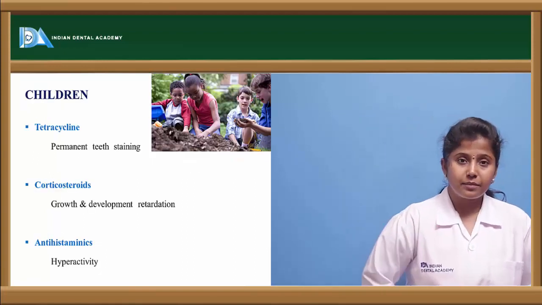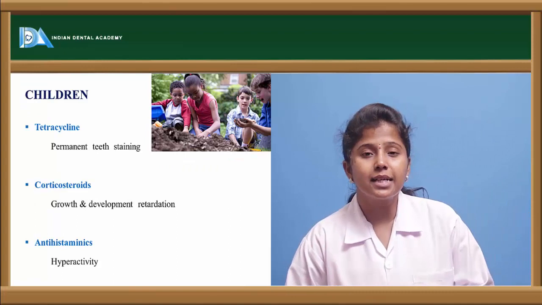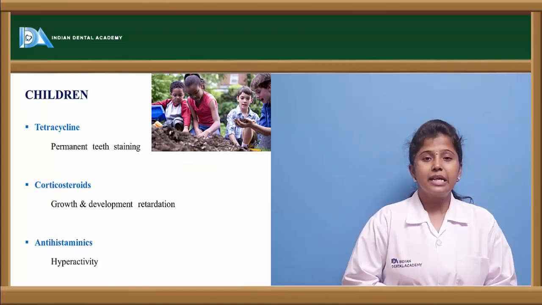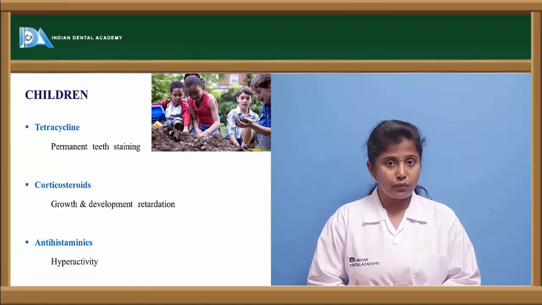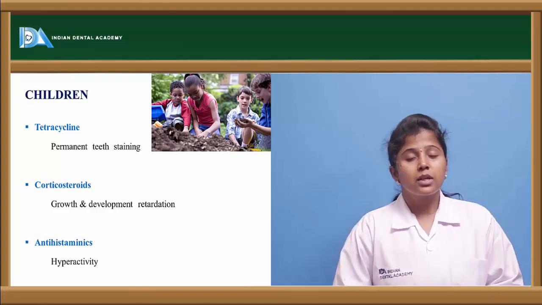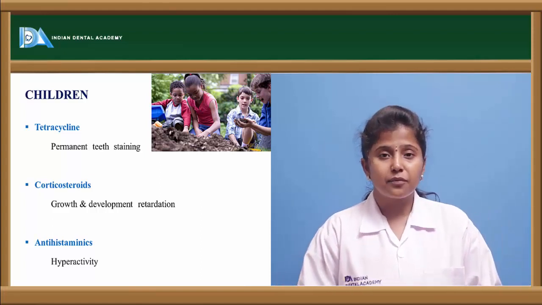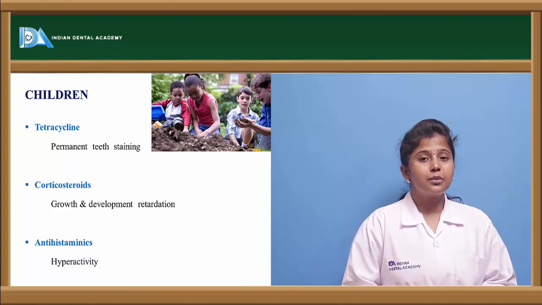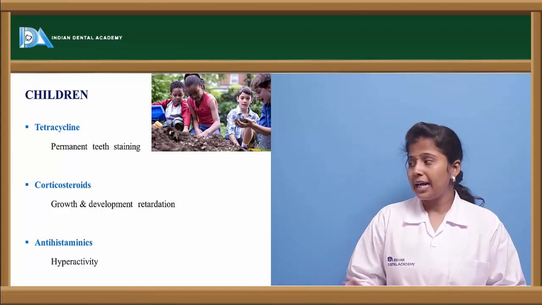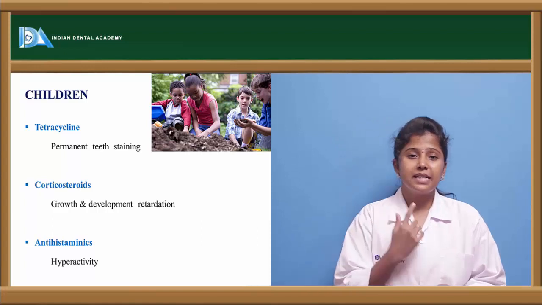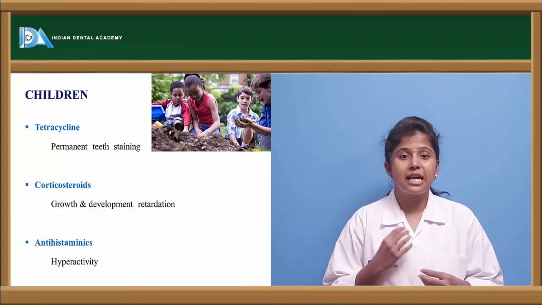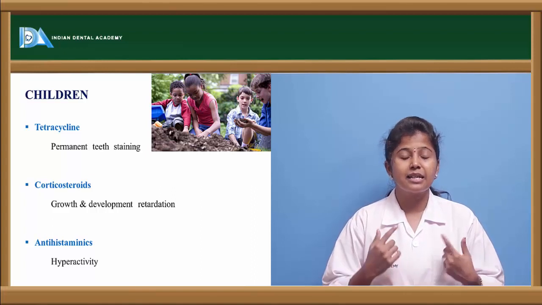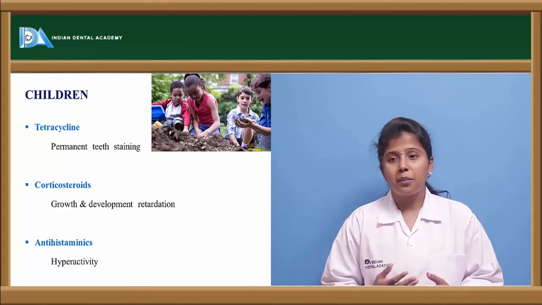If we take children, the drugs like tetracycline. It is recommended that tetracycline not be taken with food. Why? Because the calcium which is present in the food reacts with tetracyclines, and thereby they form permanent teeth staining. Even the calcium which is present in the teeth may react with these tetracyclines, and that may cause staining of the teeth permanently.